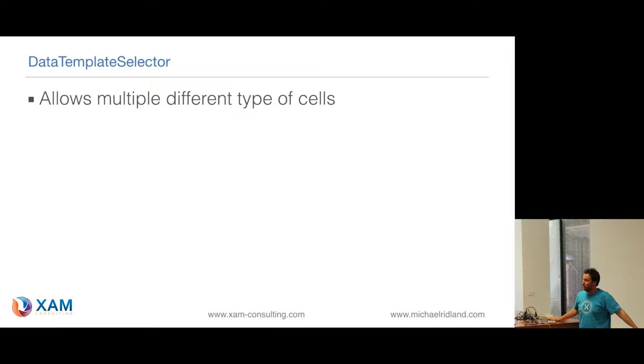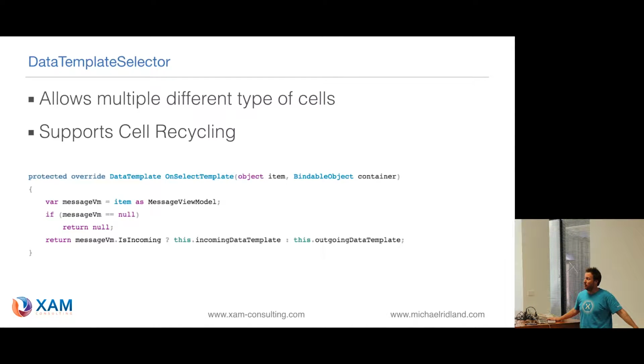The data template selector is really powerful because it allows you to create a really long list with different types of data in it. Just say, in your messaging app, when you send versus receive, you see a different UI. The data template selector will allow you to have those two different UIs, and it still supports cell recycling.